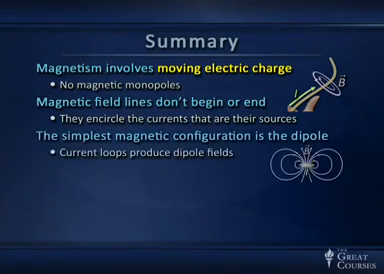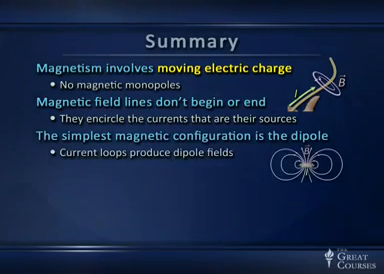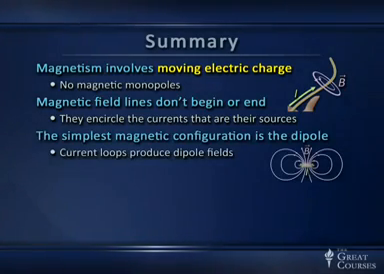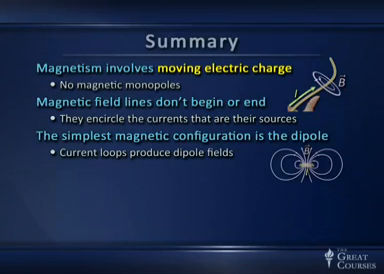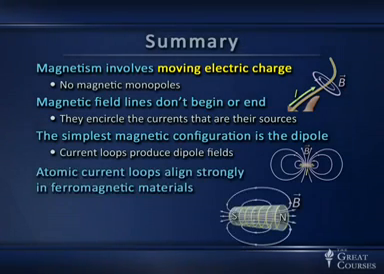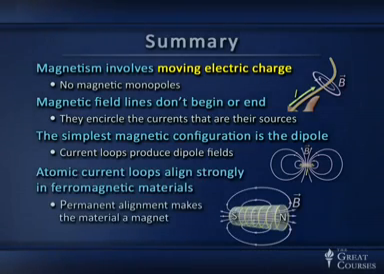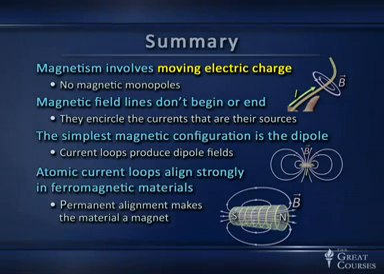And the simplest magnetic configuration, because we don't have magnetic point charges, is the dipole configuration. Current loops in particular produce dipole-like magnetic fields, and these atomic current loops align very strongly in ferromagnetic materials, and that's what makes ferromagnetism so strongly magnetic, and that's what allows us to make permanent magnets with the permanent alignment of these individual atomic current loops.